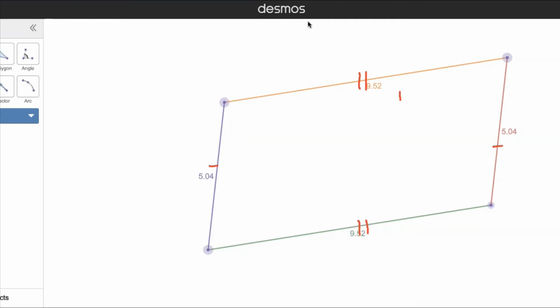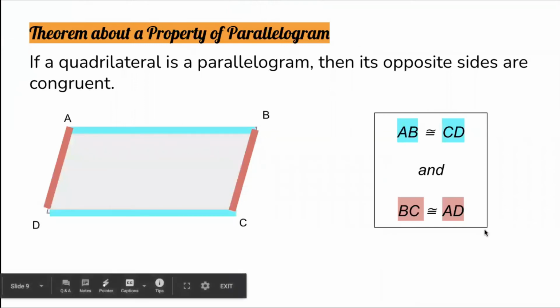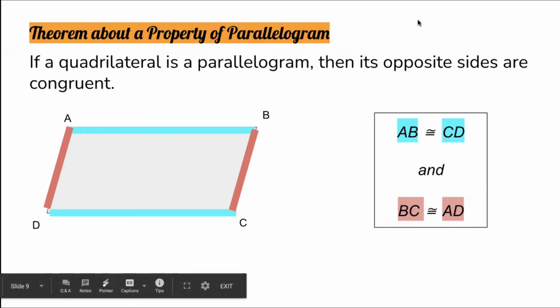And this is what introduces us to our first theorem. This is my question: what appears to be true of the parallelogram? It's our first theorem. Again, there's no specific name to this, but we just know that they are theorems about properties of parallelograms. If a quadrilateral is a parallelogram by definition, then its opposite sides are congruent.